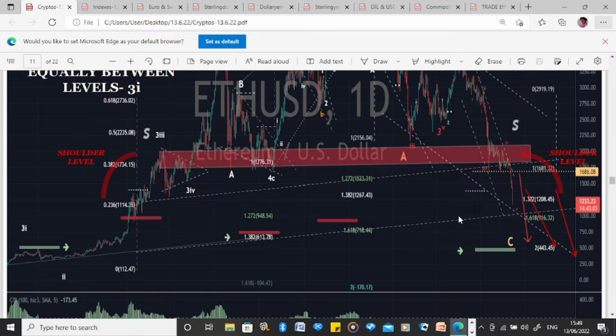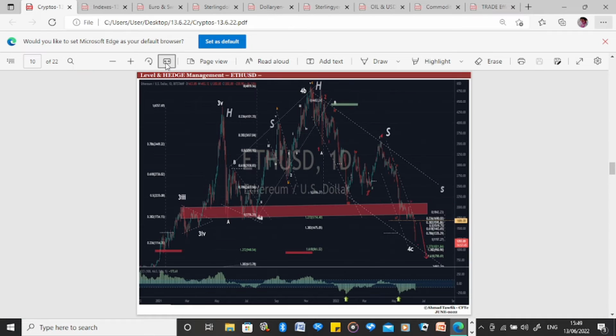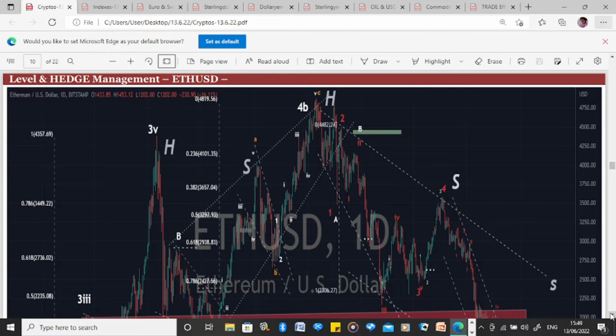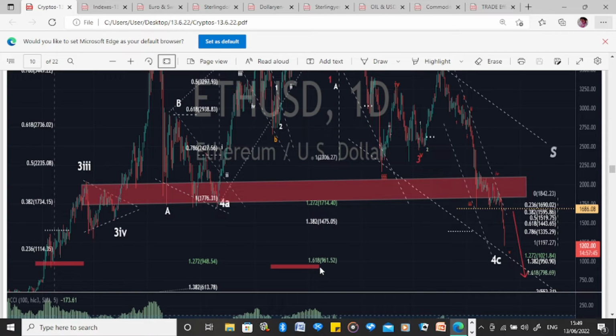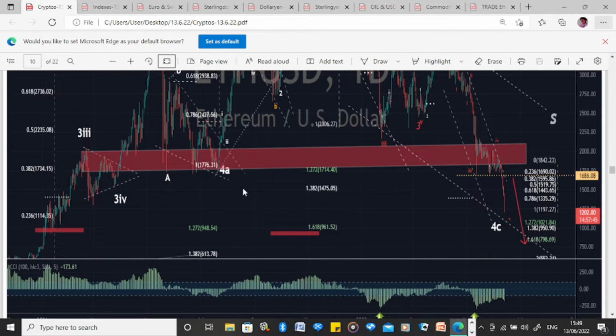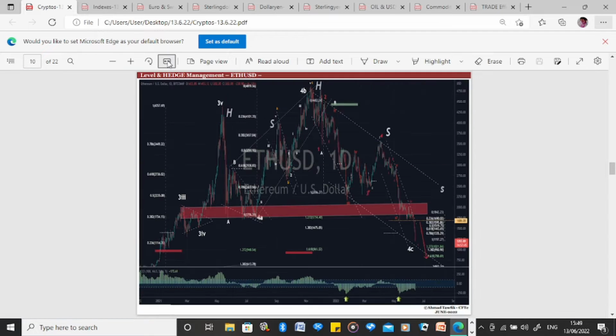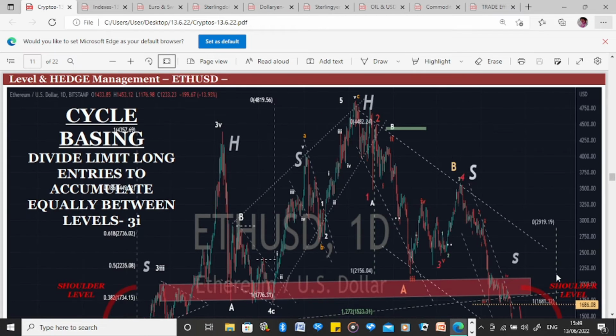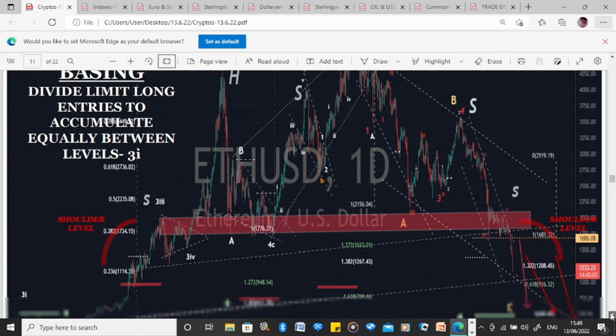So we would want again to accumulate, all right, between that red neckline and that blue neckline. Why that red neckline in the first place? That red neckline actually is 161.8. Remind ourselves, this is 161.8% projection of level 4A into level 4C. This is your level 4A here into level 4C. At most, it should do 161.8 to 100%.